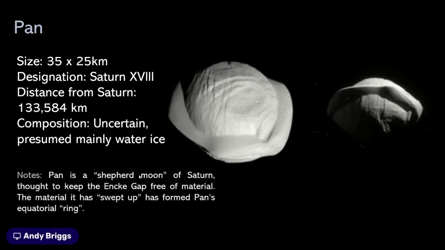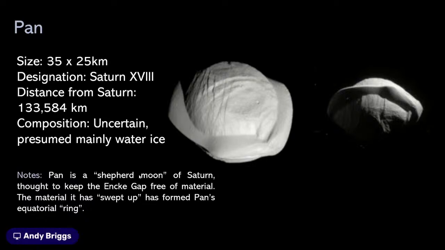And Pan is what we call a shepherd moon of Saturn. A shepherd moon is one that literally confines one of Saturn's rings and keeps it as a ring so that it doesn't dissipate and spread out. In this case, what Pan does is keep the Encke gap, a gap between Saturn's rings, free of material. So it's sweeping up material from the Encke gap all the time. This swept-up material is thought to fall on its surface and form this equatorial ring over a long time.